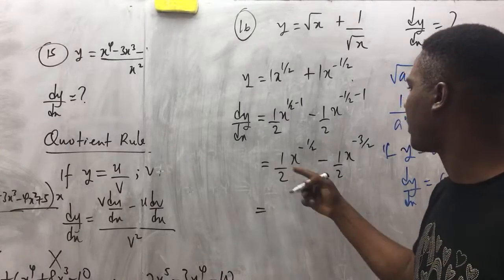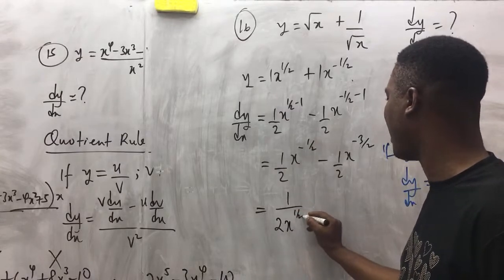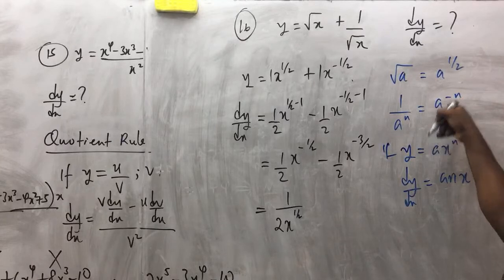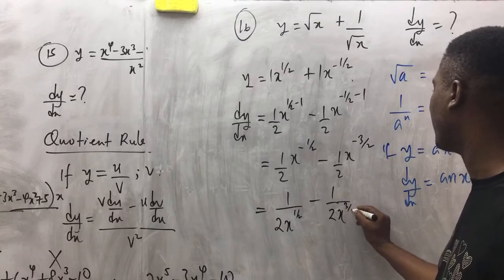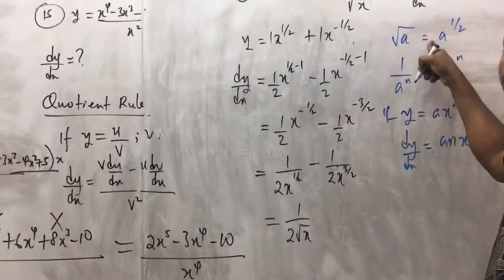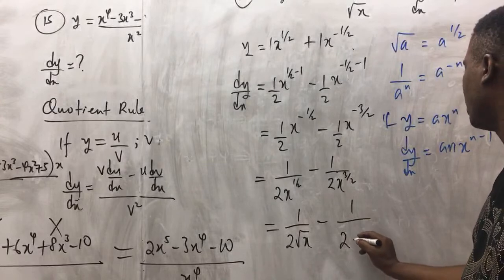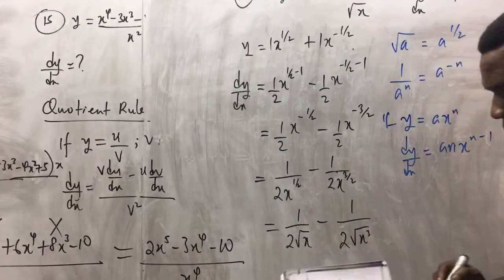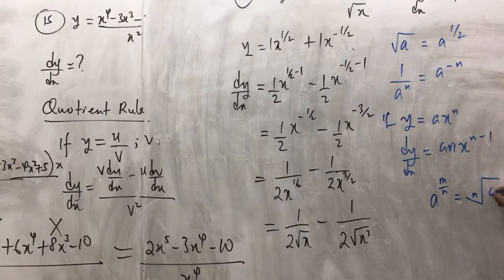So at this point in time, you can now rewrite the problem as 1 over 2 raised to power 2x raised to power half, according to this law of indices, okay, minus 1 over 2 also x raised to power 3 over 2. And that gives you 1 over 2 square root of x using this law of indices, and this one gives you 1 over 2 square root of x raised to power 3. And what law have I used here? This law of indices that says a raised to power m over n is equal to the nth root of a raised to power m. That's the law I have used there.